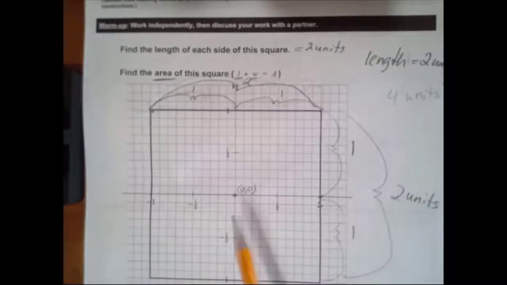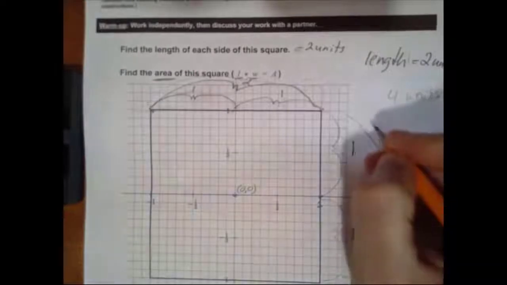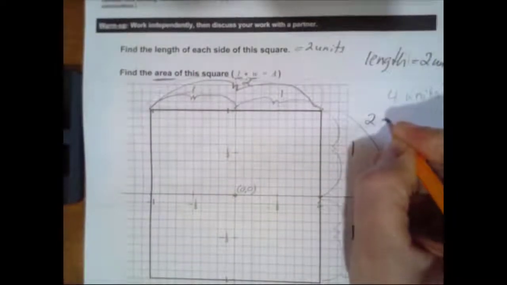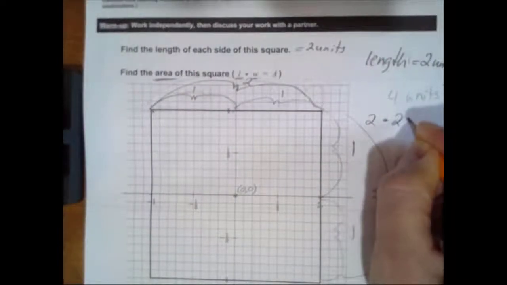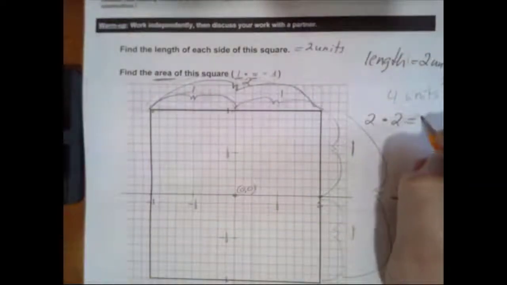And we can see that, of course. We got from 0 to -1, that's 1 unit. From 0 to +1, that's 1 unit. 1 plus 1 is 2, all right? So we got to ask ourselves to find the area. We got to take the length, 2 units, times the width, 2 units. 2 times 2 is 4.